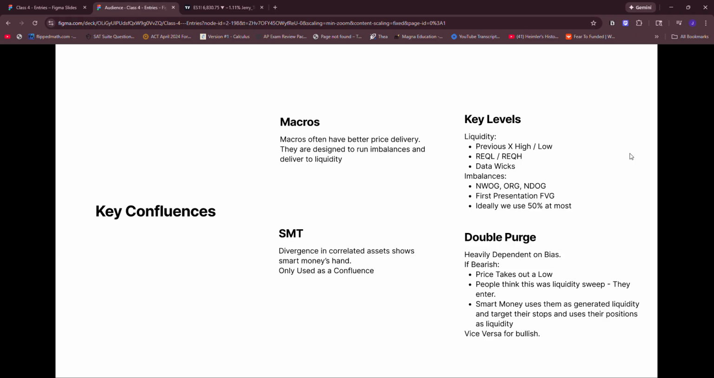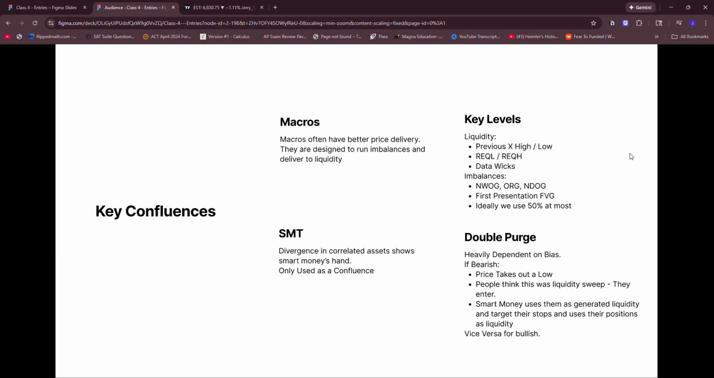And then opening range gap, obviously, I talked about this, it's just like a normal fair value gap. If you're bullish, you want the price to fill it, right? And if you're bearish, you want to use it as a way for price to go lower, and then vice versa. And ideally, we use 50% on most. Remember, 50%. In a truly expanding market, we should not be trading anything ideally below 50%, right?